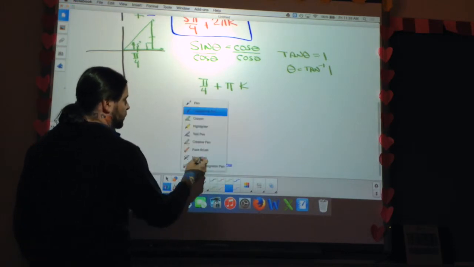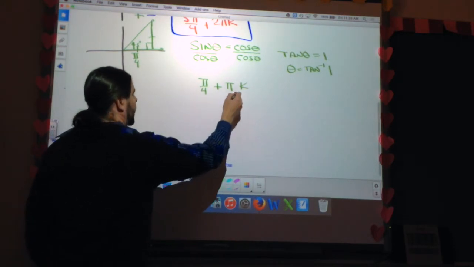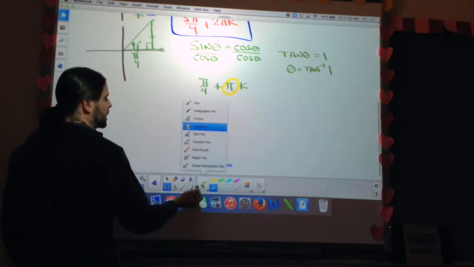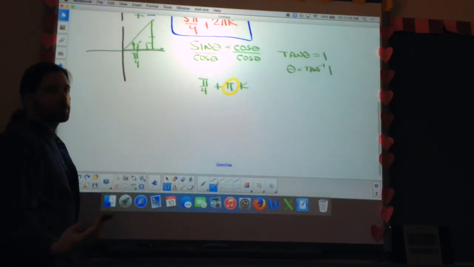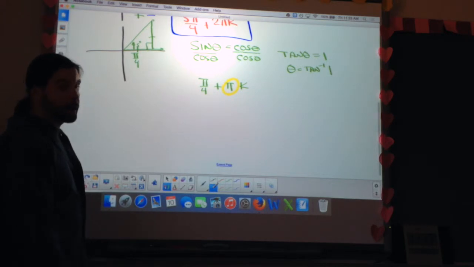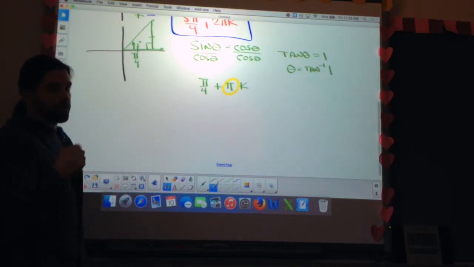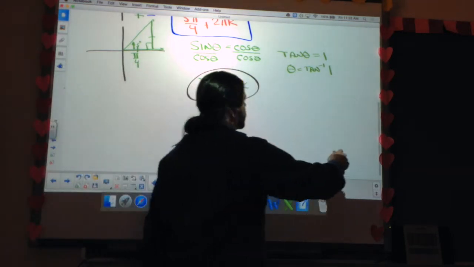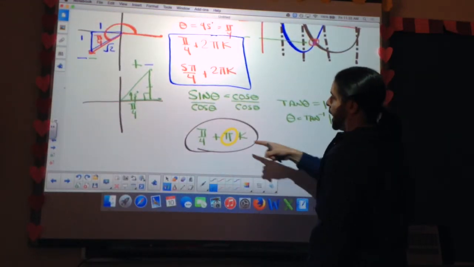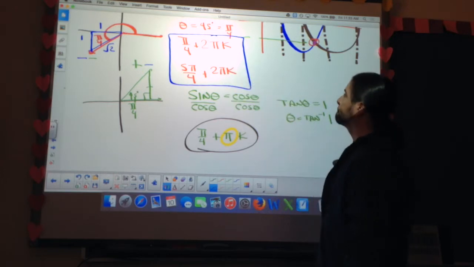And the reason for tangent that we have pi k instead of 2 pi k is because if you think about what the period of tangent is, the period of tangent is not 2 pi, it's pi. The whole pattern repeats itself every half a time around the circle. So this is a better and more simplified answer, and it's equivalent to that.